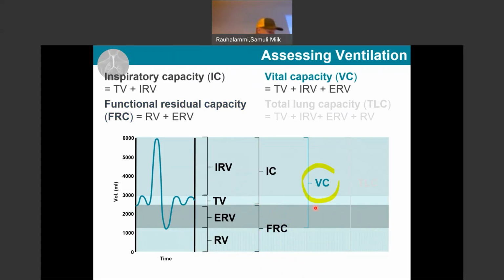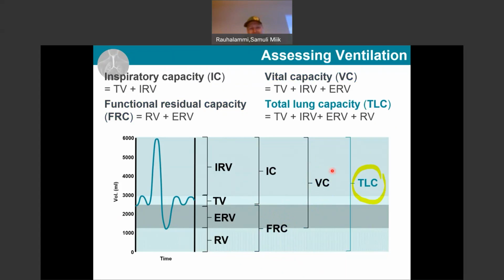And then we have our vital capacity, which is the maximum volume of air that can be exhaled after taking the deepest breath possible. So that's our vital capacity. And if you add all of the measures together, all of the volumes, that gives you your total lung capacity, the total volume of air that the lung can hold.